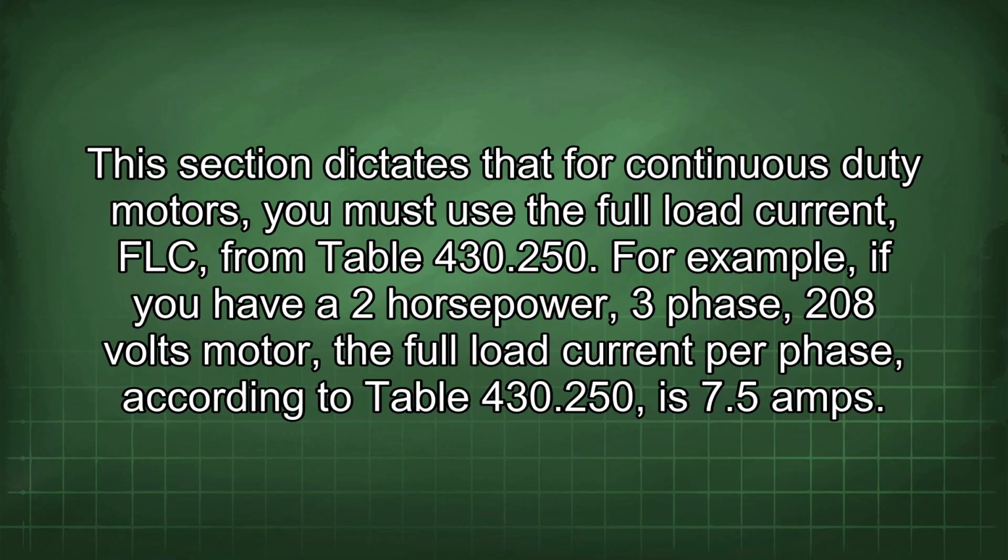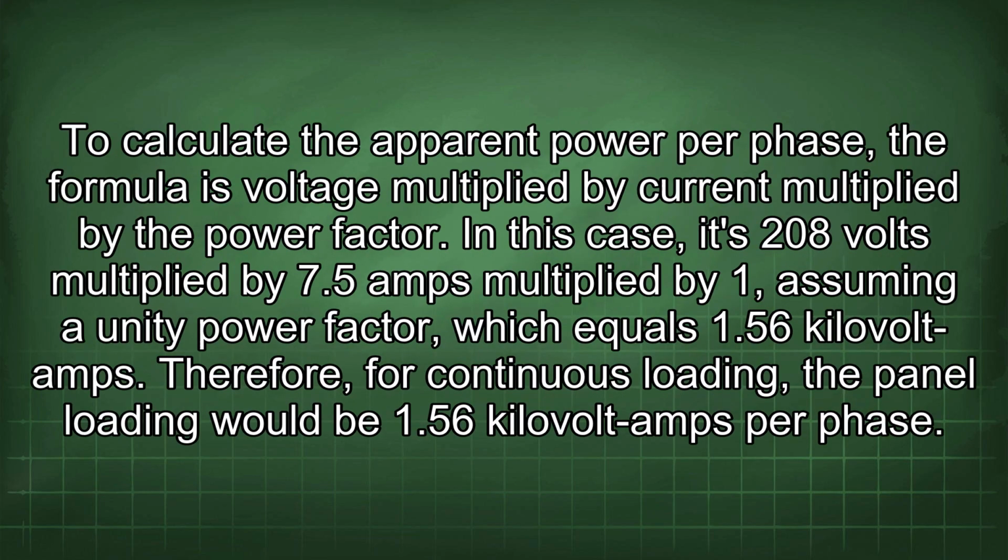430.250. For example, if you have a 2 horsepower, 3-phase, 208 volts motor, the full load current per phase according to table 430.250 is 7.5 amps. To calculate the apparent power per phase, the formula is voltage multiplied by current multiplied by the power factor. In this case, it's 208 volts multiplied by 7.5 amps multiplied by 1, assuming a unity power factor, which equals 1.56 kilovolt amps. Therefore, for continuous loading, the panel loading would be 1.56 kilovolt amps per phase.